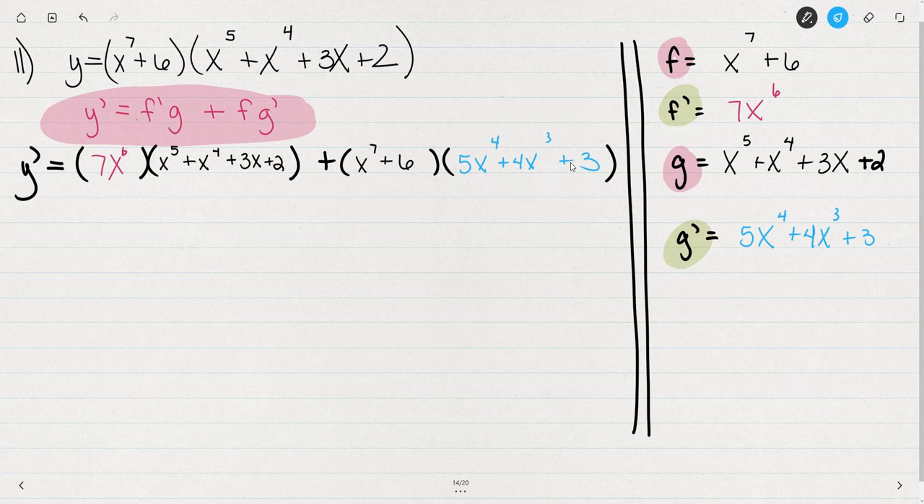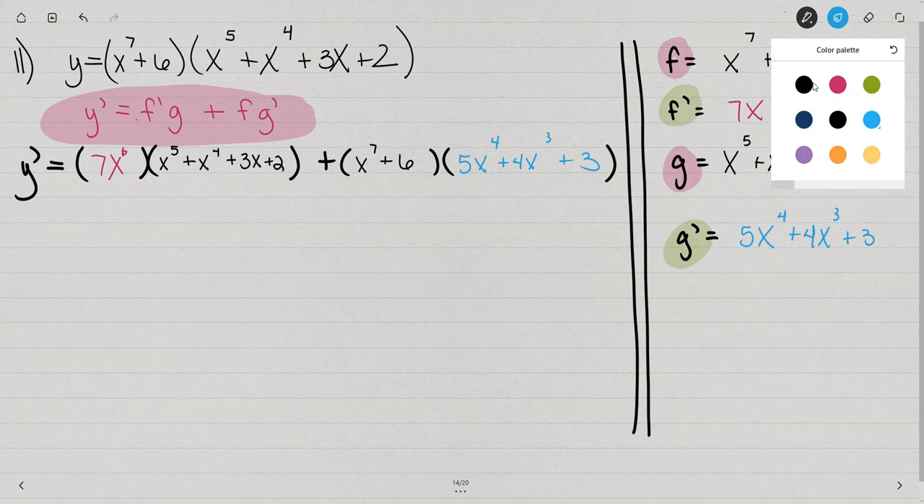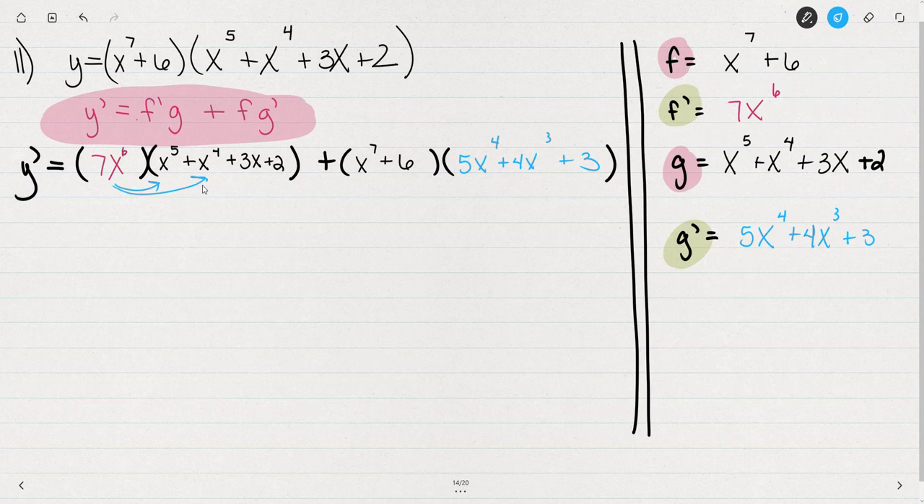And now what's next is I'm going to distribute each of these, and this is where it does get a little bit messy, and that's okay that it's a little messy. Don't let that panic you. Just do it carefully, and it'll be fine. I'm going to distribute the 7x to the 6th to these 4 terms. What does that look like? 7x to the 6 plus 5 is 11. 7x to the 6 plus 4 is 10. 7 times 3 is 21. x to the 6 plus 1 is 7. 7 times 2 is 14. x to the 6.